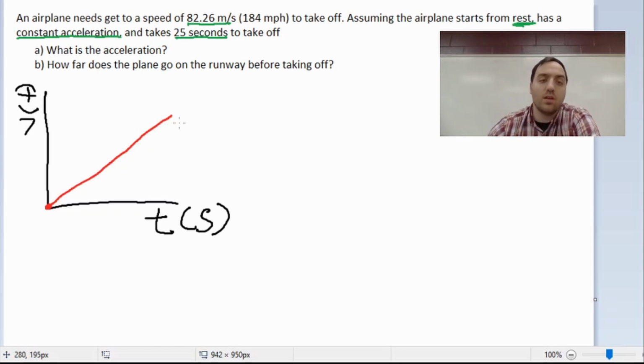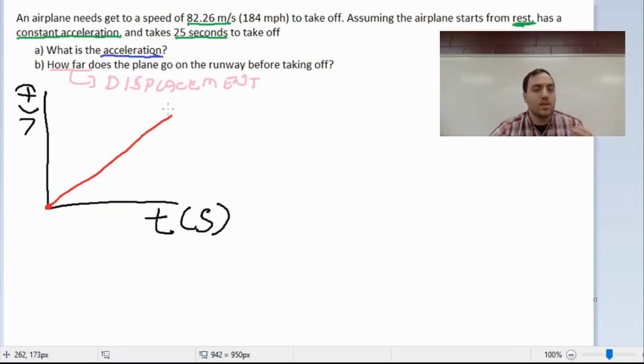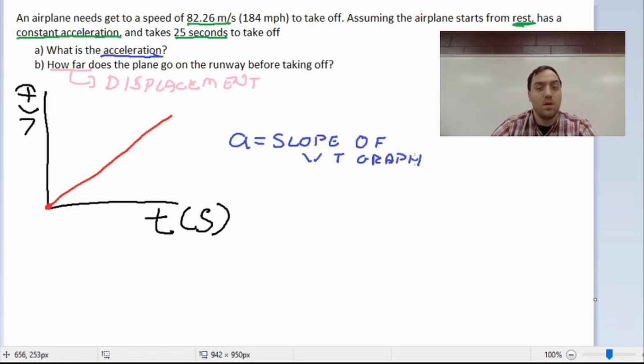Once we've got this drawn, we can go, okay, well, we need to find two things. We need to find the acceleration, which I'll do in blue. And we need to find the how far, which is a fancy way of saying the displacement. So to start, we'll start with the blue. We have a velocity time graph and we want to find the acceleration. Thinking back, acceleration is the slope of a VT graph. So we just need to find the slope.